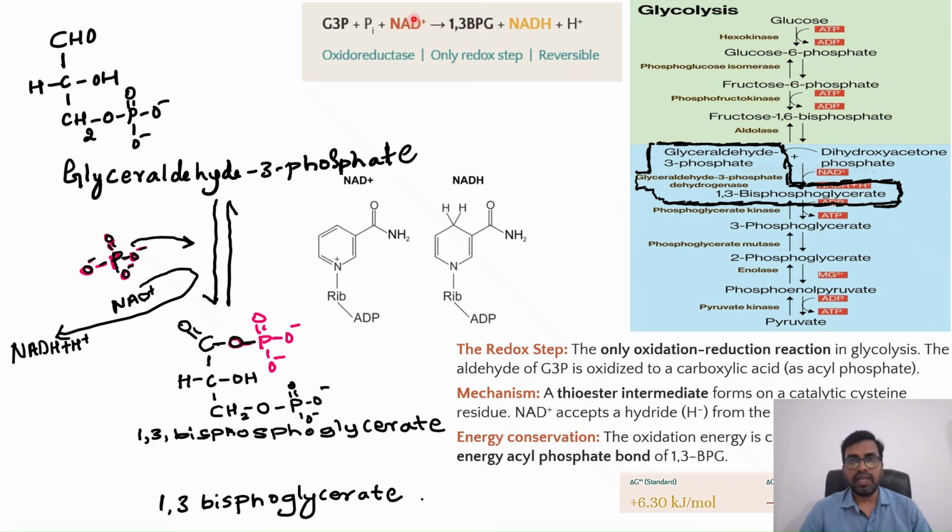Now, since NAD plus takes up the protons which are present on the aldehyde, it will get converted into NADH and H plus. As I told you, this is an oxidoreductase reaction, the only redox step, and it is highly reversible since the difference between the energy contents of the reactants and products is very small. This reaction is highly reversible.